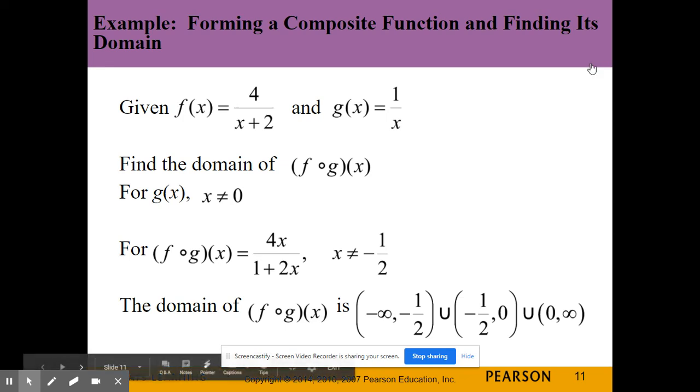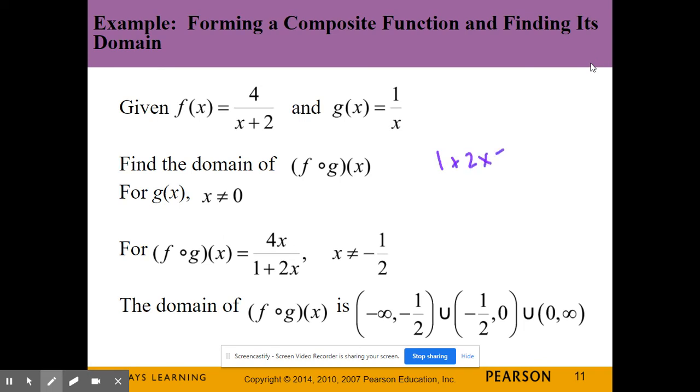So if you set up 1 plus 2x, set it equal to 0, that's what x can't be, right? So you subtract 1, you divide by 2, and x can't equal negative 1/2, right? So again, you're looking at the g function, whatever's going on the inside, and then the composite function, what makes either of those undefined? In this case, we have 0 and negative 1/2. So when you write the interval notation, you've got to break at negative 1/2, and you've got to break at 0.